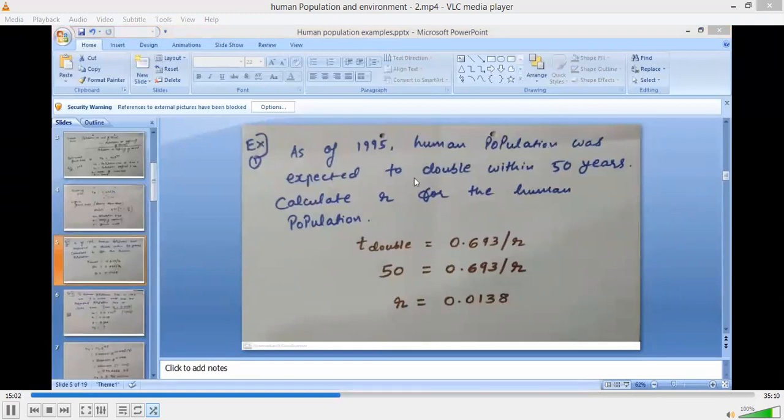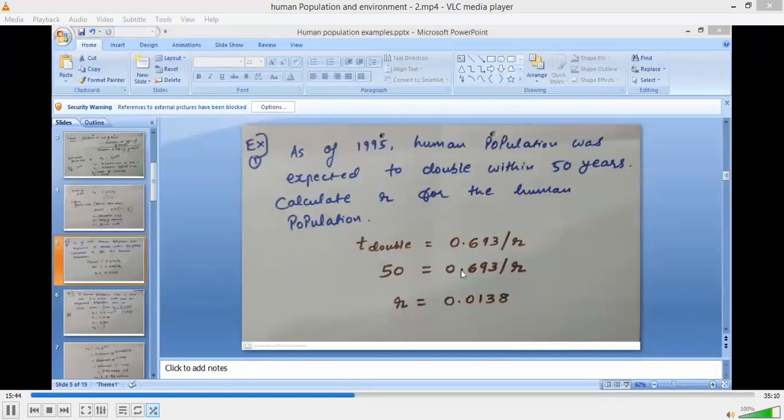As of 1995, human population was expected to double within 50 years. Calculate r for the human population. Whenever you see this type of question where there is a doubling in the population, you have to use the equation that we have derived, that is T double, or TD, is equal to 0.693 divided by r. Since I know the equation, I have written T double is equal to 0.693 by r. The r here I need to find out. It will double within 50 years.